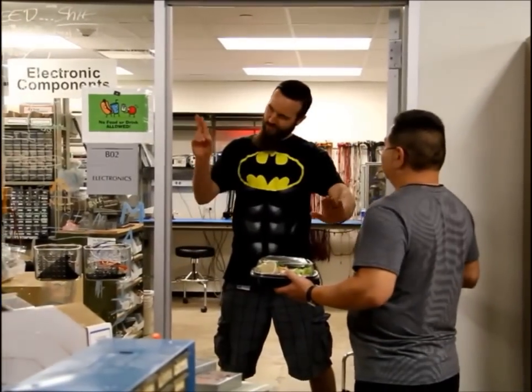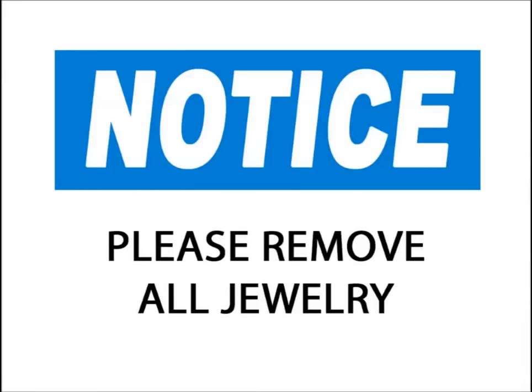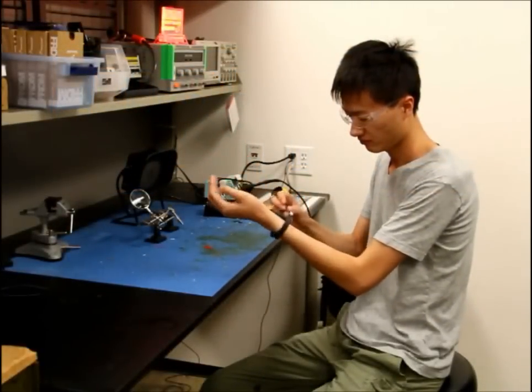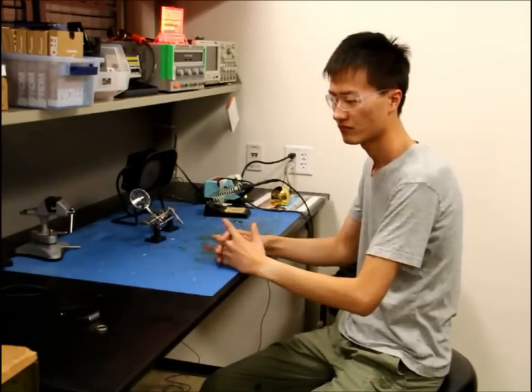No food or drinks are allowed in the electronics lab. No exceptions. Remove rings, watches, bracelets, etc. before working on energized circuits or taking measurements. These items can provide a conductive path for electricity, which may result in a shock.